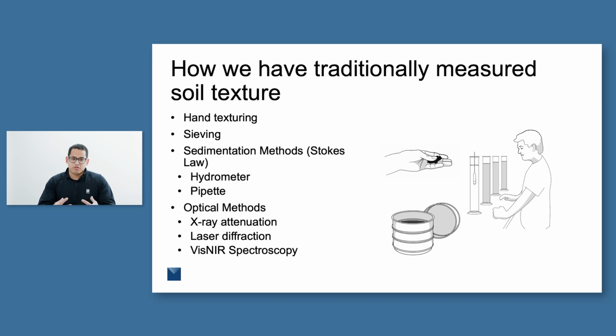And then some of the newer methods that we've also seen come into use include the optical methods like X-ray attenuation, laser diffraction, and visible near-infrared spectroscopy. We're primarily just going to focus on the laser diffraction today, but there are other methods for making these measurements optically as well.